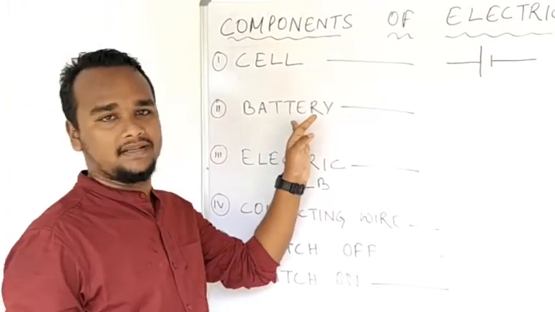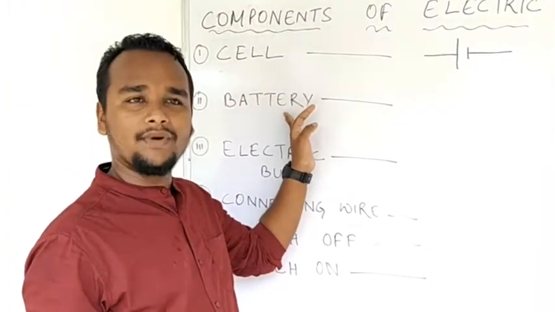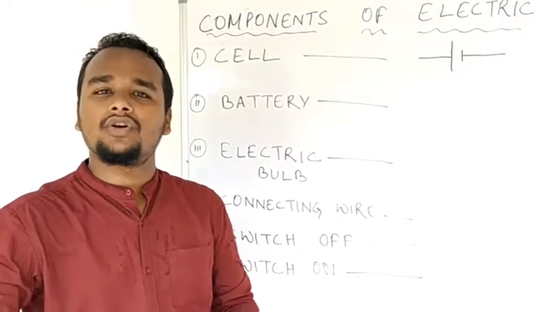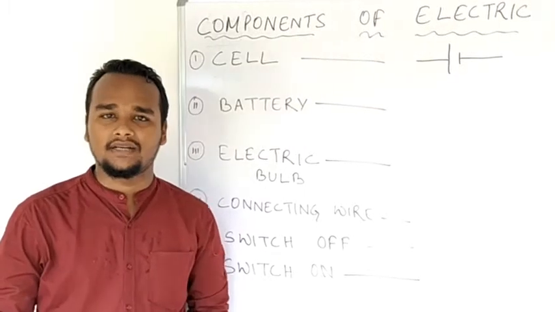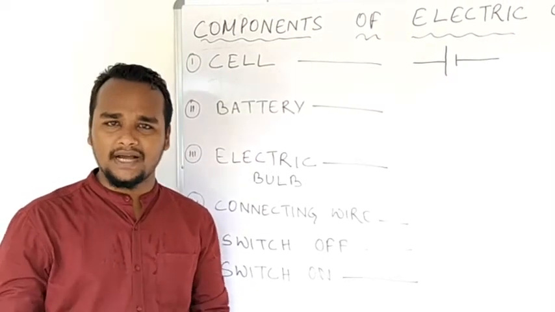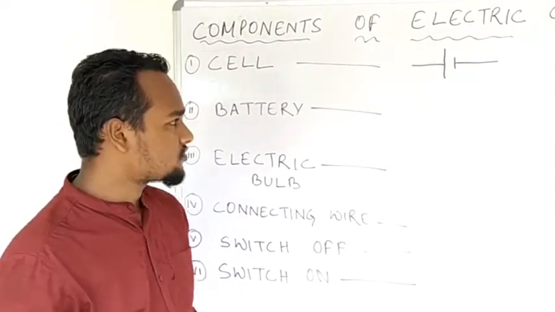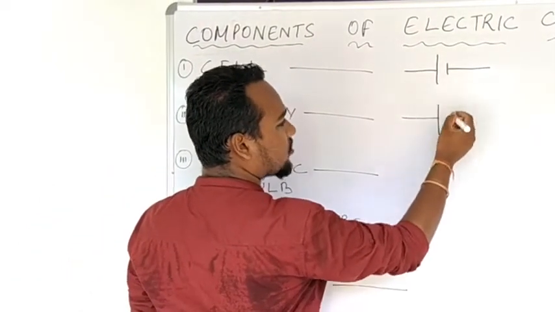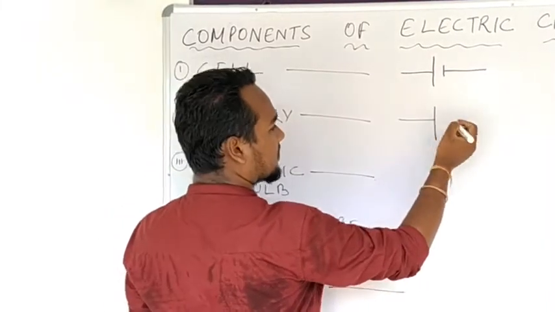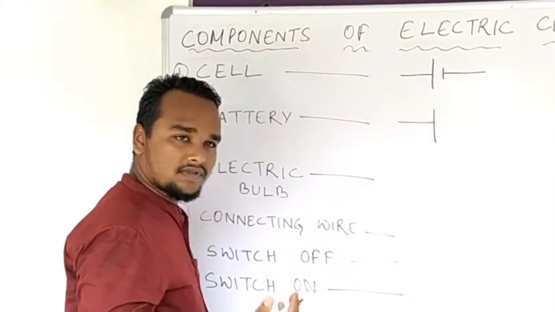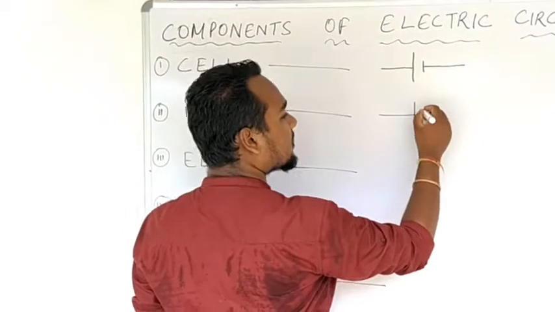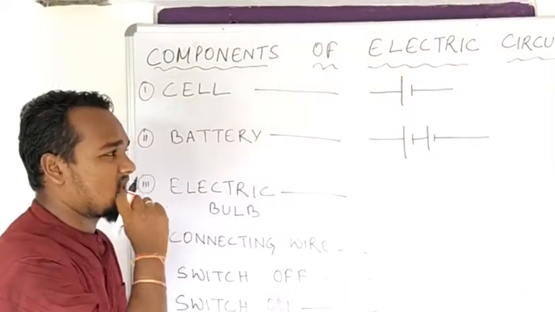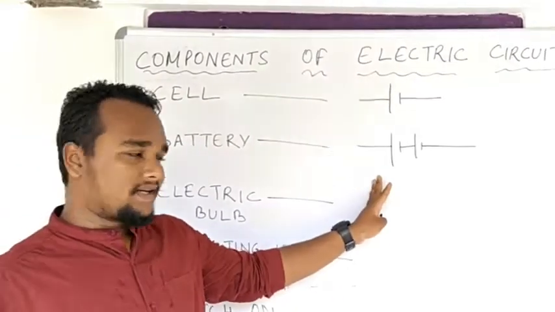Then the next one is a battery. So what is a battery? When two or more cells are connected in a circuit, or two or more cells combine, they form a battery. So how do we represent the battery? It is not much different, only the vertical lines increase. As I said, two or more cells constitute a battery. So here these are the two cells, and together they comprise the battery.